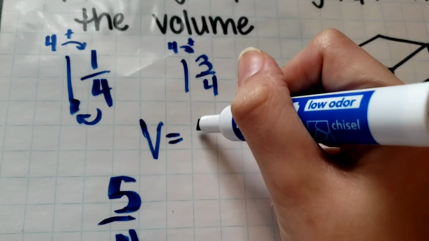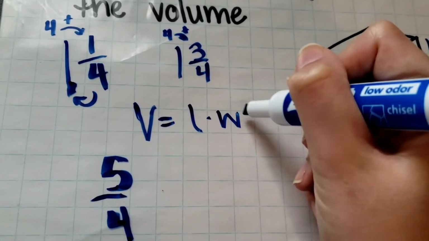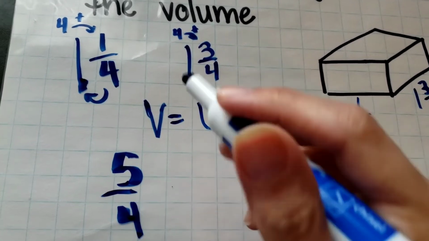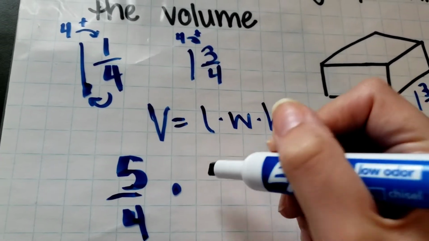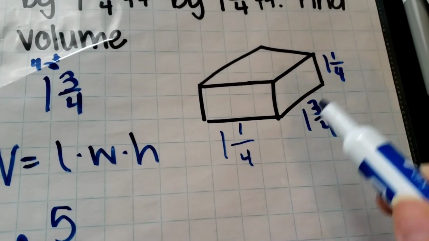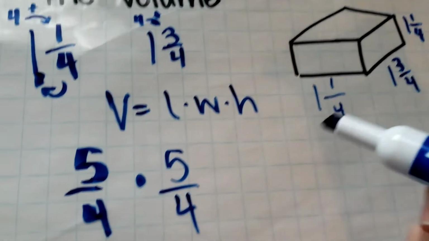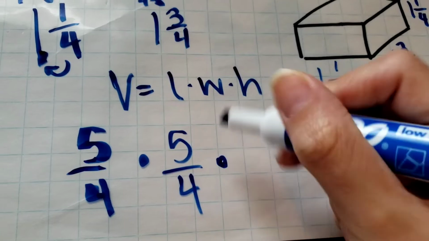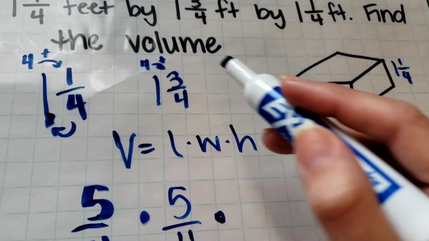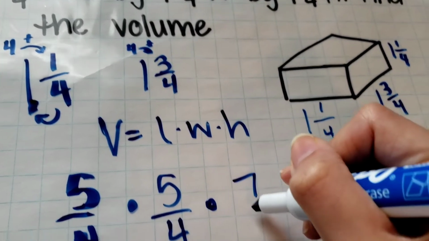So we have volume equals length times width times height. So I have 5/4 times, I'm going to write 5/4 again because we had two 1 1/4s. And then I'm going to multiply it by our final 1 3/4, which came to 7/4.